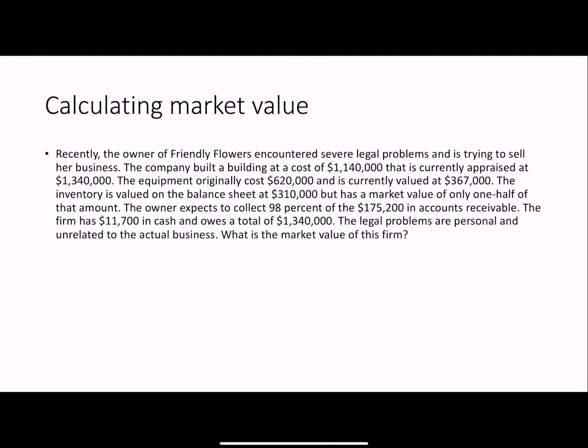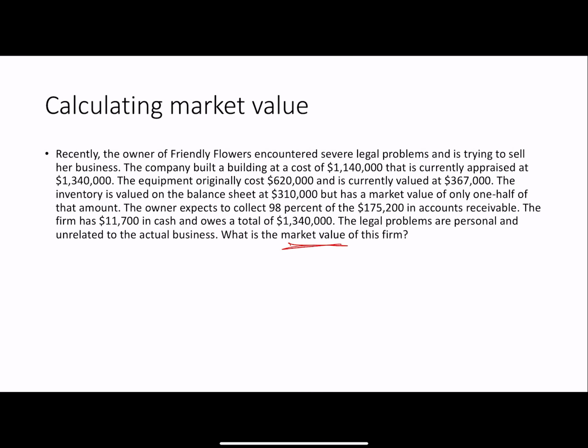The inventory is valued on the balance sheet as $310,000, but it has a market value of only one half of that amount. The owner expects to collect 98% of the $175,200 in accounts receivable. The firm has $11,700 in cash and owes a total of $1,340,000. The legal problems are personal and unrelated to the actual business. What is the market value of the firm?